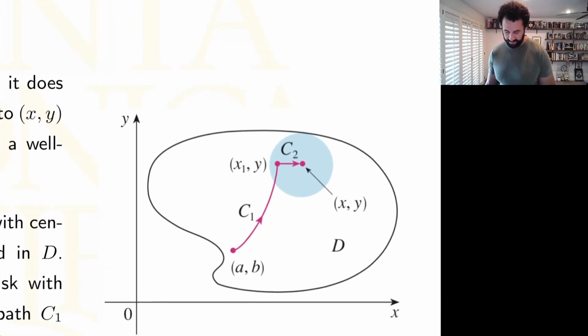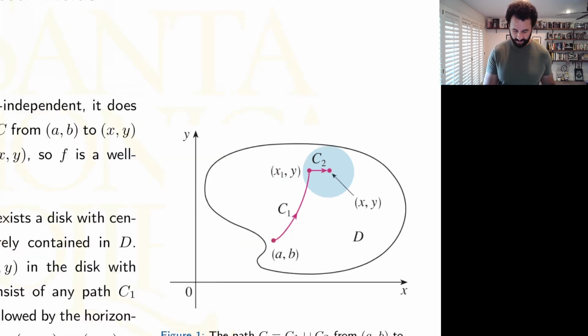Let me zoom in for a minute. Right, here's the point (x, y). We're just going to choose a point that's directly to the left. That's it, directly to the left of that point. And the x coordinate of this point is going to be x1. That's what we've got going so far.